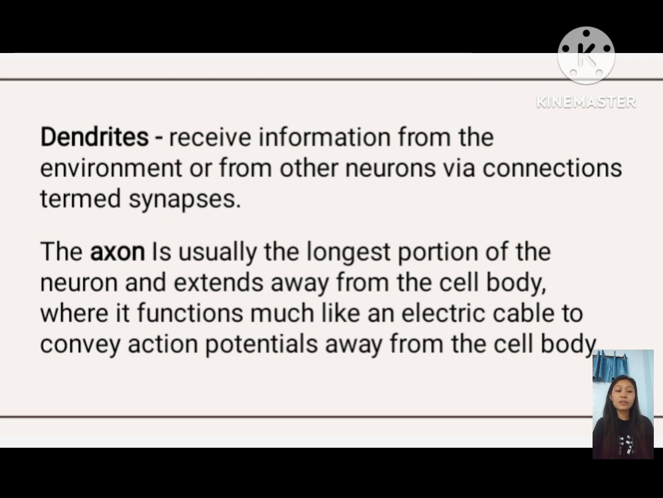Dendrites, from the Greek word for tree, are small, shorter cytoplasmic branches that extend from the cell body. These branches receive information from the environment or from other neurons via connections termed synapses, while the axon is usually the longest portion of the neuron and extends away from the cell body, where it functions much like an electrical cable to convey action potentials away from the cell body. Axons in human adults vary greatly in length from less than 1 millimeter to more than 1 meter and are supported by a variety of neuroglial cells.